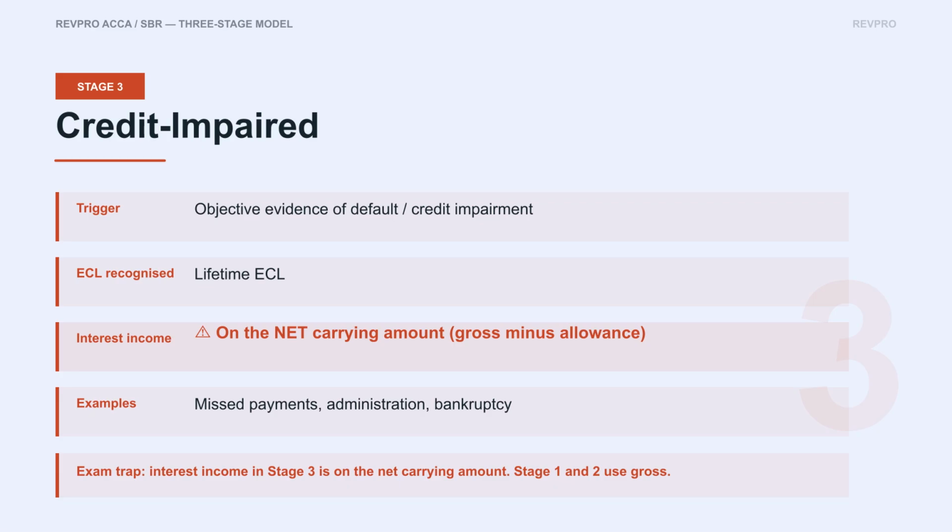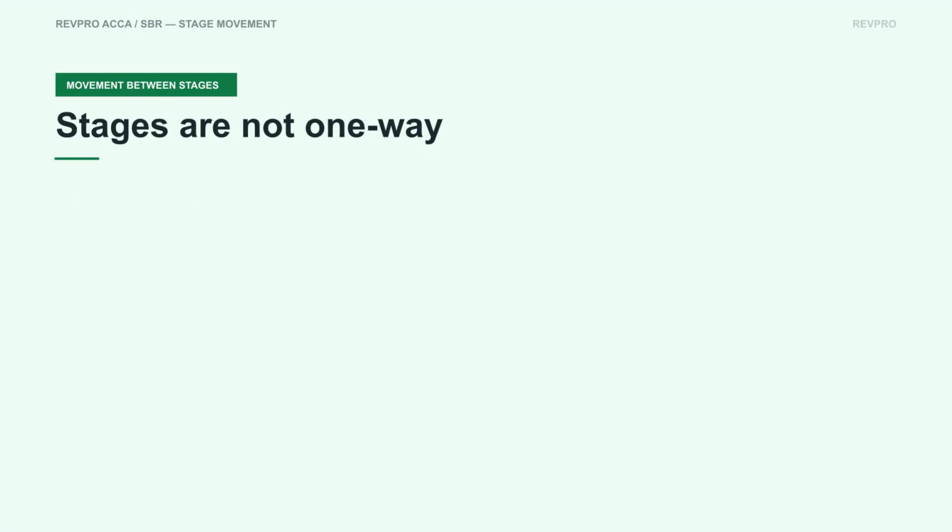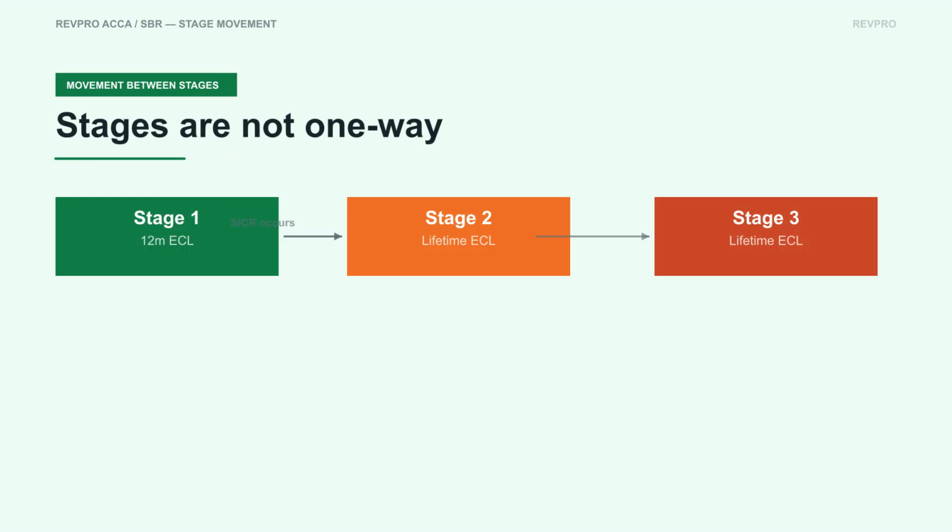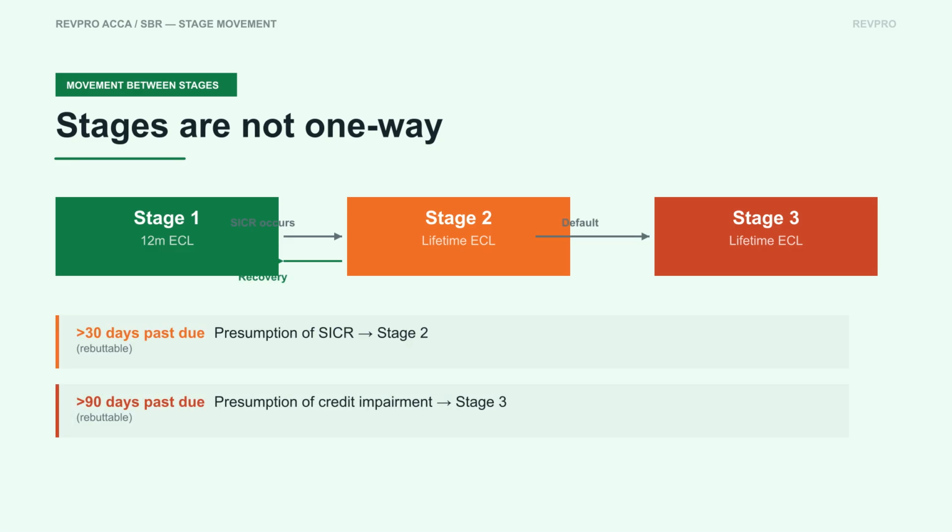Stage 3 is reached when the asset is credit impaired. This means there is objective evidence of impairment, such as default, bankruptcy, administration, major financial difficulty, or payments more than 90 days past due. Again, the 90-day rule is a rebuttable presumption, but the evidence must be strong. Stage 3 still uses lifetime ECL. The key change is interest income. It is calculated on the net carrying amount, meaning gross carrying amount minus the loss allowance. This is one of the most common SBR traps.